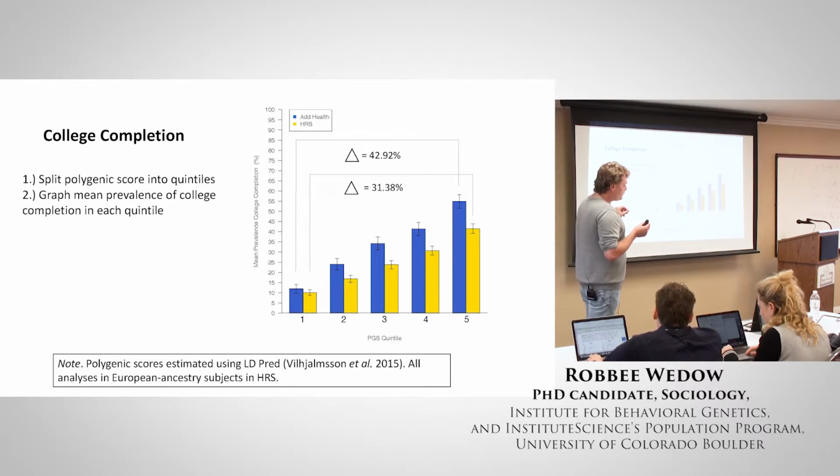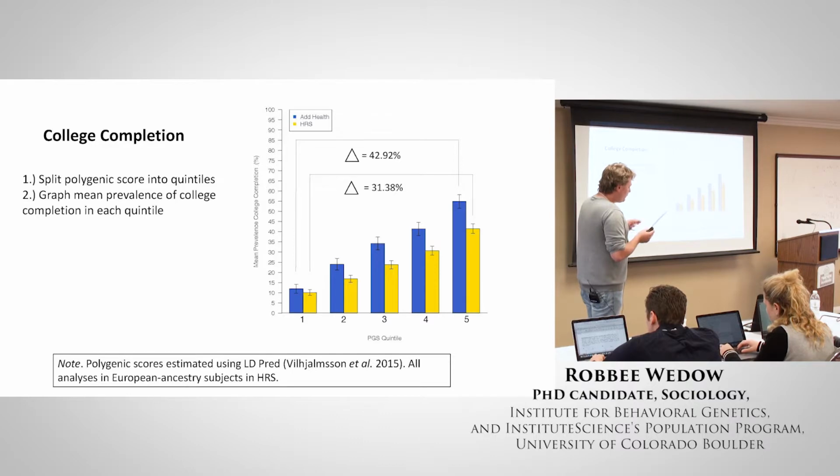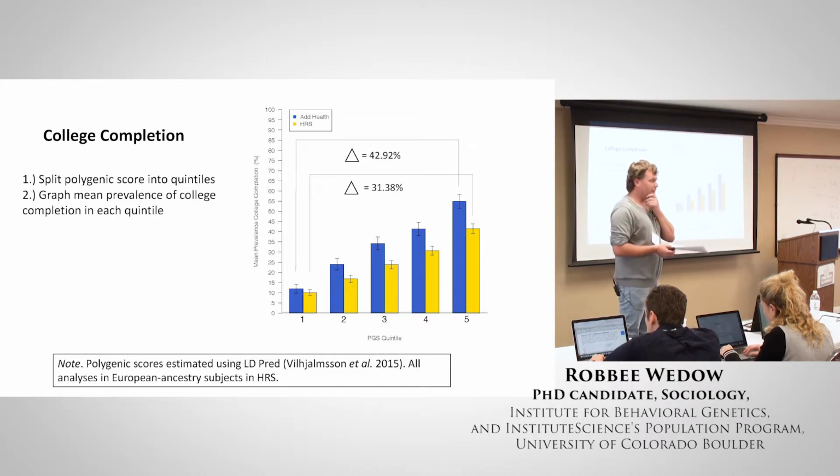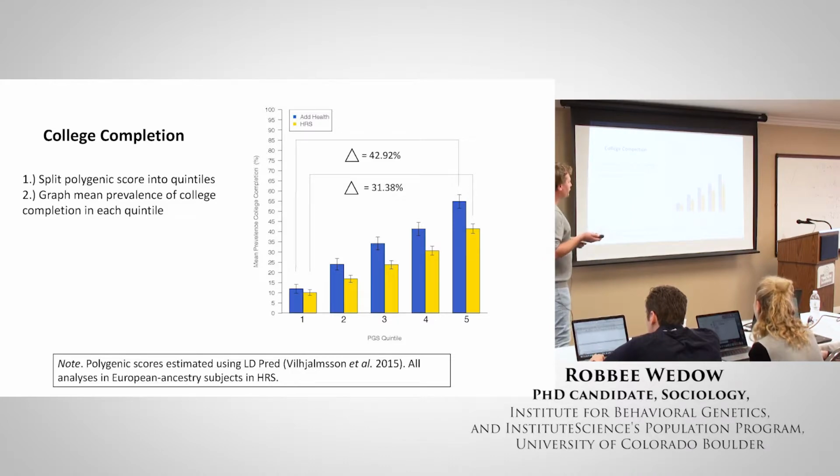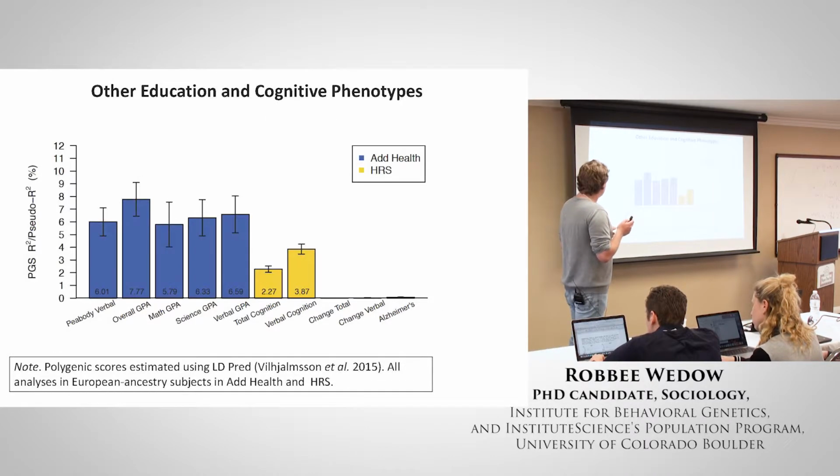But we also see this nice linear relationship that we expect emerge between quintile and mean prevalence of college completion. In particular, we find the difference between the first and the fifth quintile in AddHealth quite striking, with about a 43% difference in mean college completion between the first quintile and the fifth quintile. And there are comparable estimates for HRS as well. So, another nice descriptive way to look at the results.